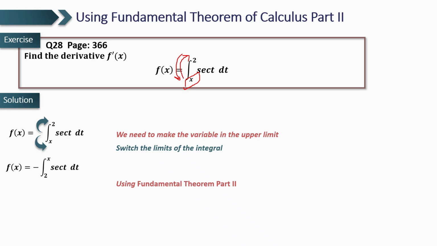Now what's your upper limit? x. Just replace your t with x. You get negative sec x.